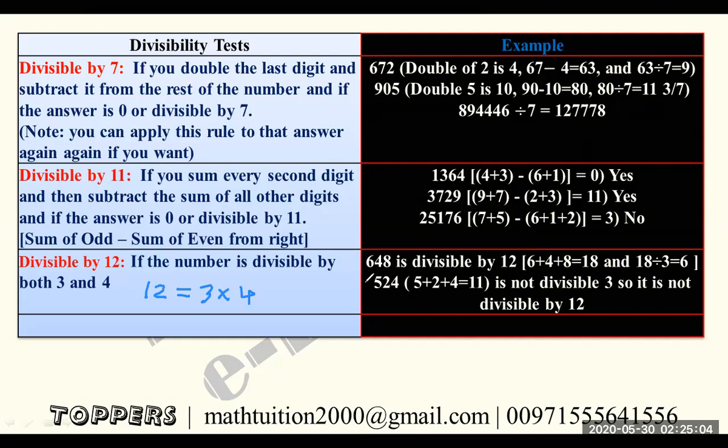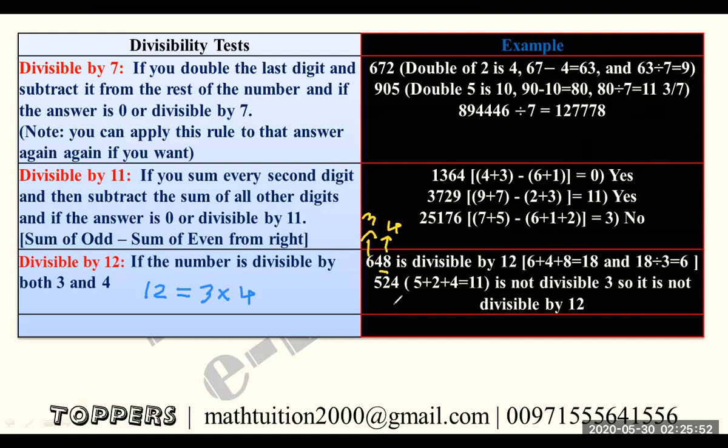Okay, let us see 648. Is it divisible by 12? First of all, let us check whether it is divisible by 3. Add all: 6 plus 4 plus 8. 10 plus 8 is 18. 18 comes in the multiplication table of 3, 3 sixes are 18. So 648 is divisible by 3. Now check 4. Take the last two digits, 48. 48 comes in the multiplication table of 4, right? So 48 is divisible by 4. So it is divisible by both 3 and 4. So 648 is divisible by 12.